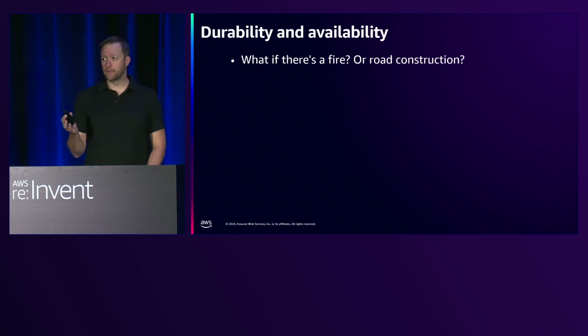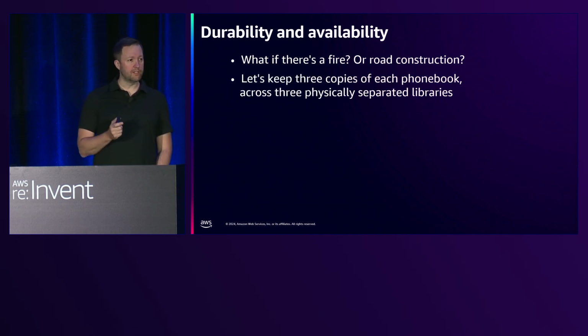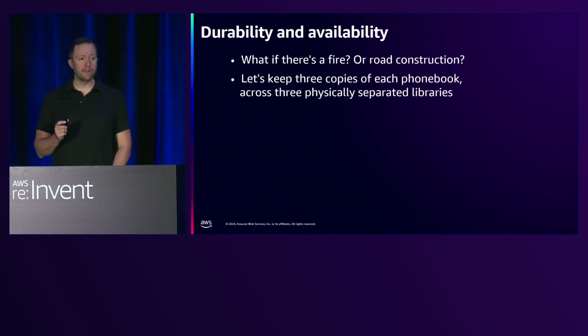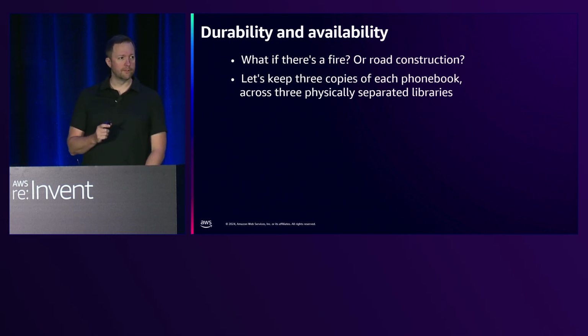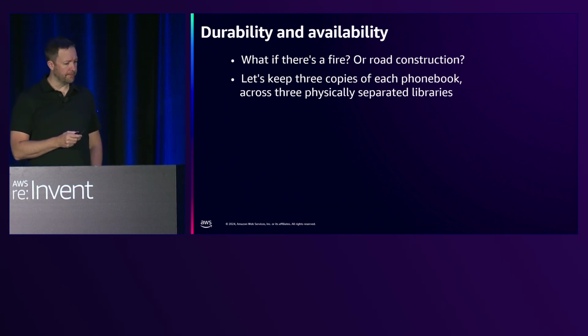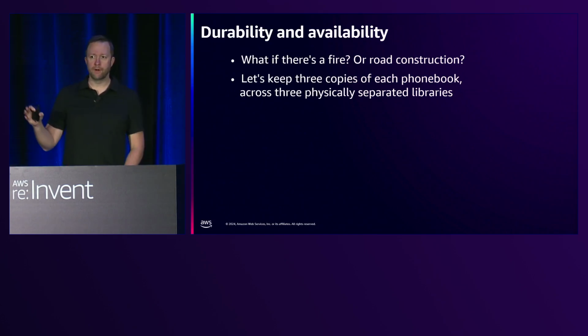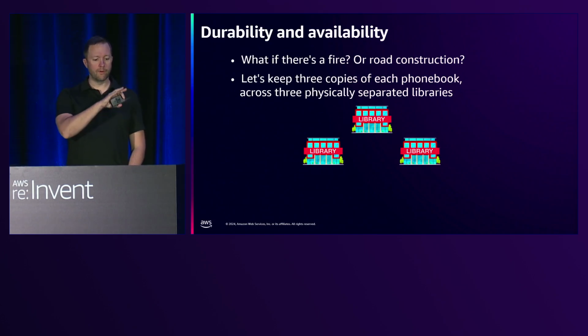But if there's a fire, we're going to lose all our phone numbers. We don't want that. If there's road construction, maybe we won't lose it, but we won't be able to go and access it. So what we should do probably is we should keep multiple copies. Let's have 3 libraries, different zones of availability, one might call them, across 3 physically separated libraries. All right? So now we're going to have 3 libraries, and I can go to any one of them to access my phone numbers.